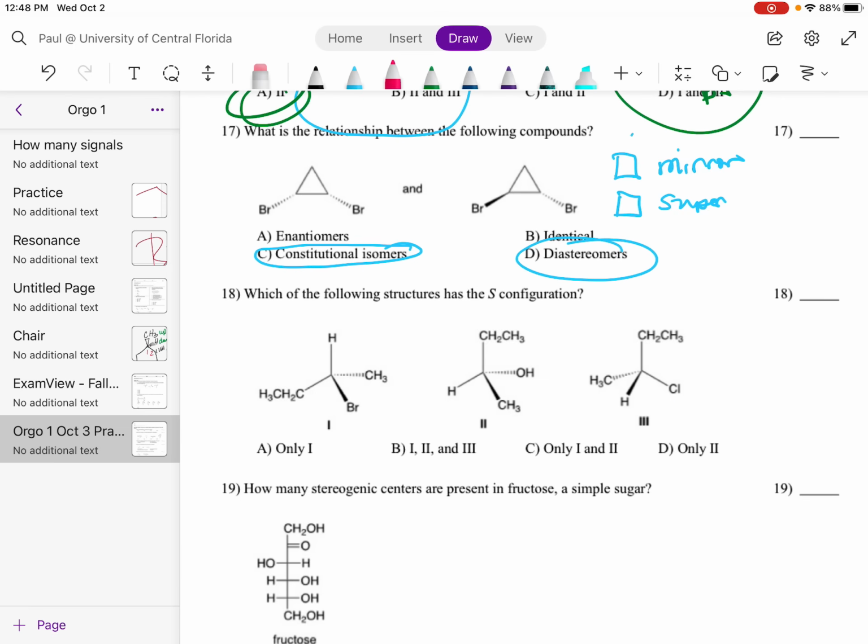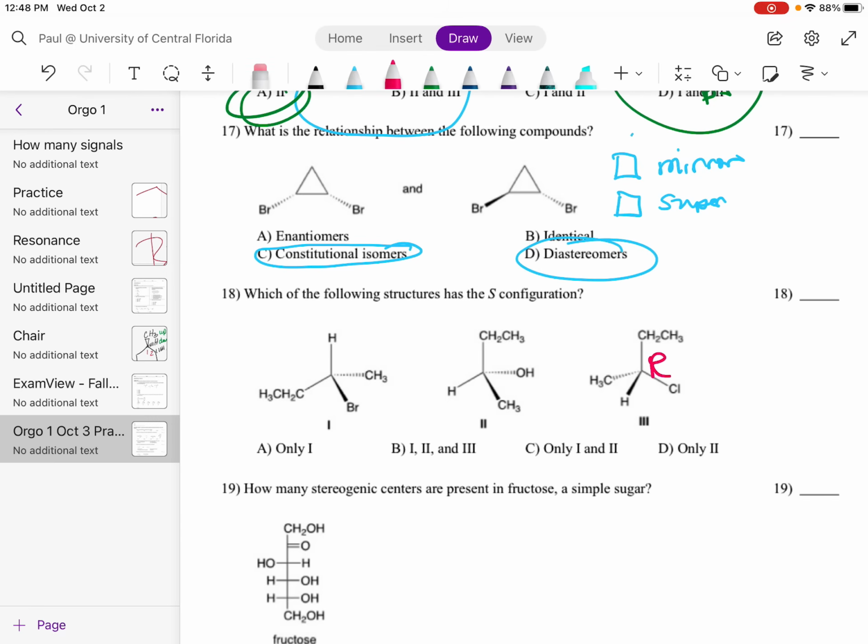We prioritize carbons or chlorine 1, 2, 3, and 4. We trace the numbers 1 through 3. And we see we are going in the counterclockwise direction, which makes it an S. However, we have to pause and see that the lowest priority group is a wedge. So when that is the case, we take the opposite. So that molecule right there has a configuration of R.